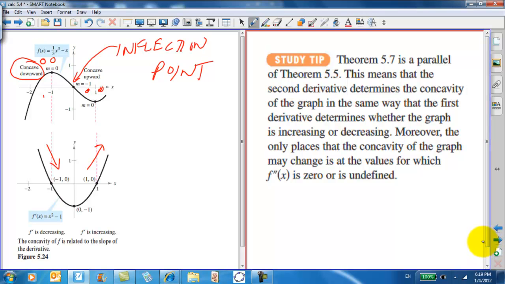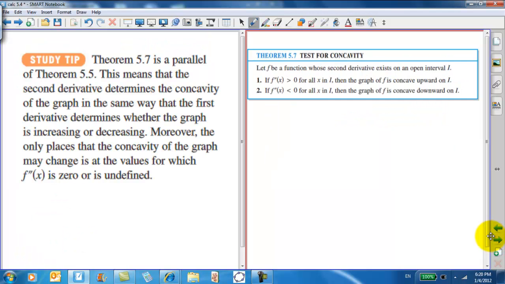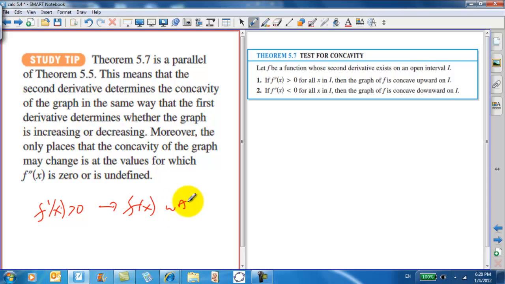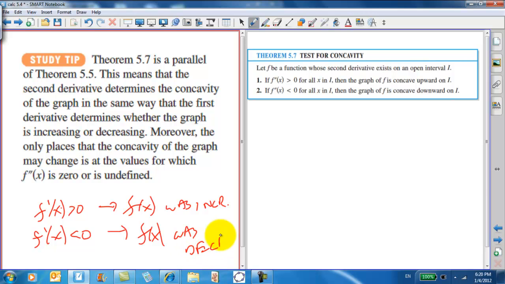Theorem 5.7 is coming up. It's a parallel of Theorem 5.5. It's how we use the second derivative to determine the type of concavity. Notice how before, the first derivative being greater than 0 told you that f was increasing. And if the first derivative was less than 0, then f of x was decreasing. Now, we see that if the second derivative is greater than 0, then the original function is concave up. And if the second derivative is less than 0, then the original function is concave down.